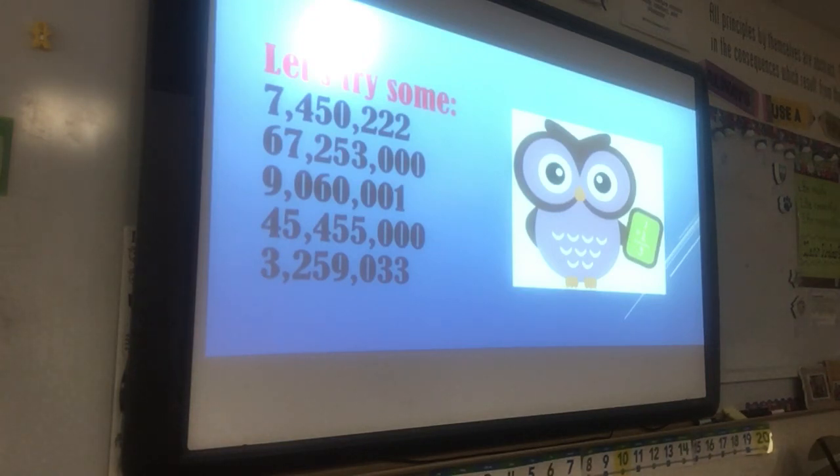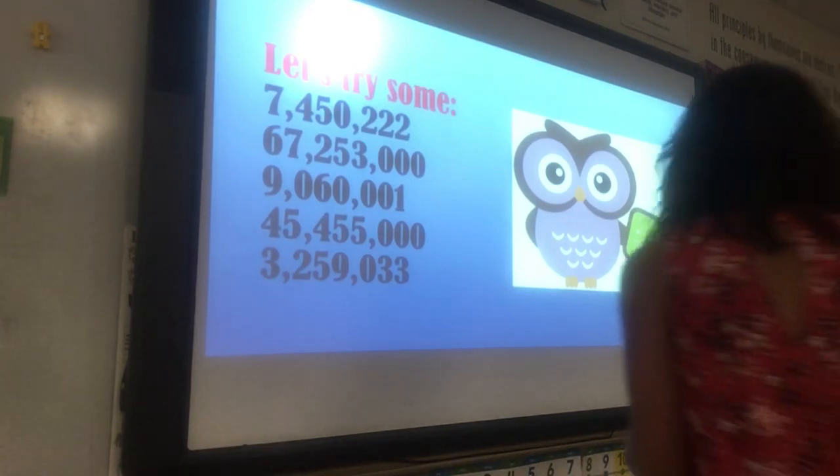Ryan, what'd you get for the next one? 40 million plus 5 million plus 400,000 plus 50,000 plus 5,000. That's it. And what about the last one, Emily? 3 million plus 200,000 plus 50,000 plus 9,000 plus 30 plus 3. Exactly.